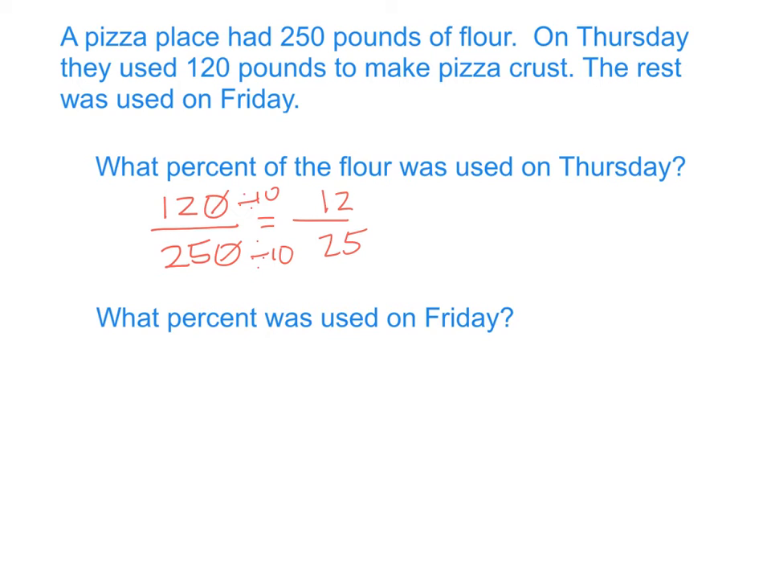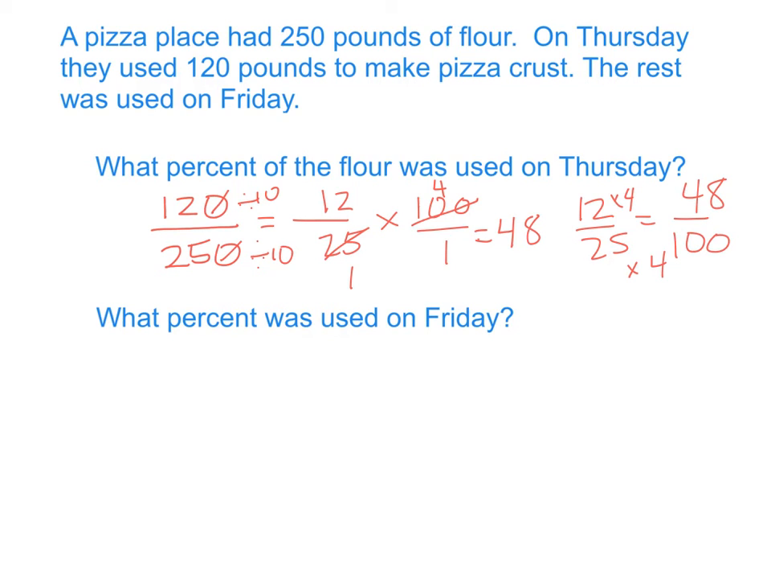And then I could take 12 25ths times 100% for one method, or I could take 12 25ths and make it into how many hundredths is that? Well, this first method I could reduce 25 to 1, and 100 divided by 25 would be 4. 12 times 4 is 48. This method, 25 times 4 is 100, and 12 times 4 is 48. Either way, I have that 48% was used on Thursday.